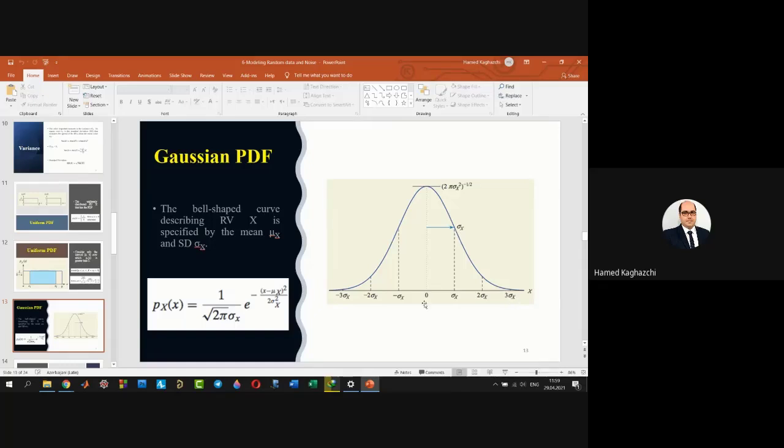For example, as you see here, if the mean value is 0, and for example the standard deviation is equal to 2, it means that our random variable changes between minus 6 up to 6, 95%.